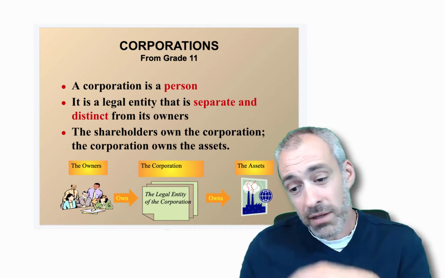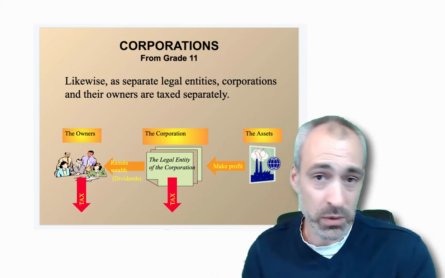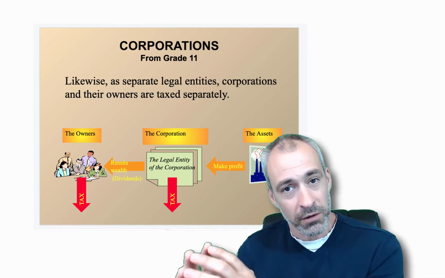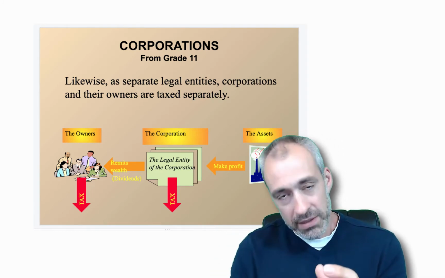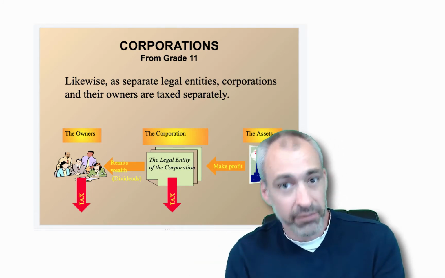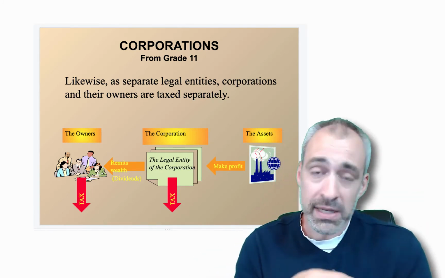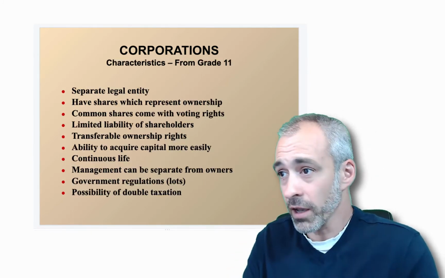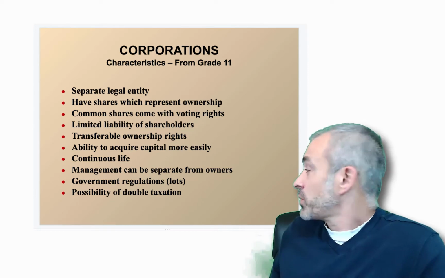So that's a disadvantage, which is what the second slide was about, right? These assets here earn money for the corporation, which pays tax on the profits. If they pay a dividend to the shareholders, the shareholders pay a tax on the dividend. That's the deal, right? So here are some pros and cons.